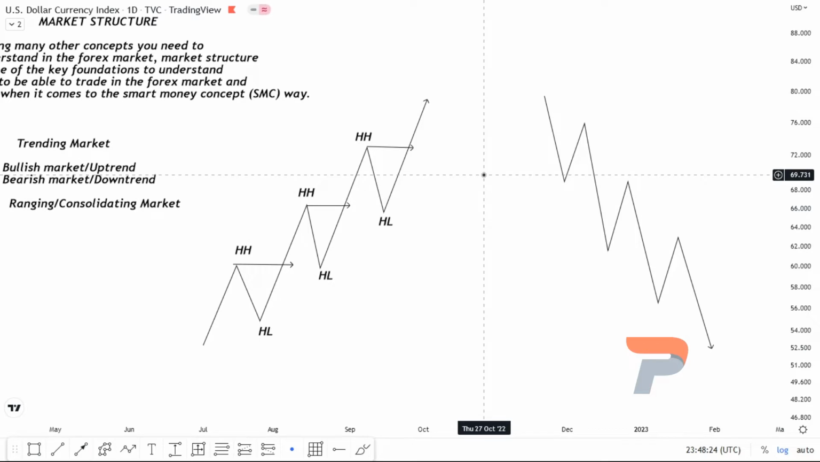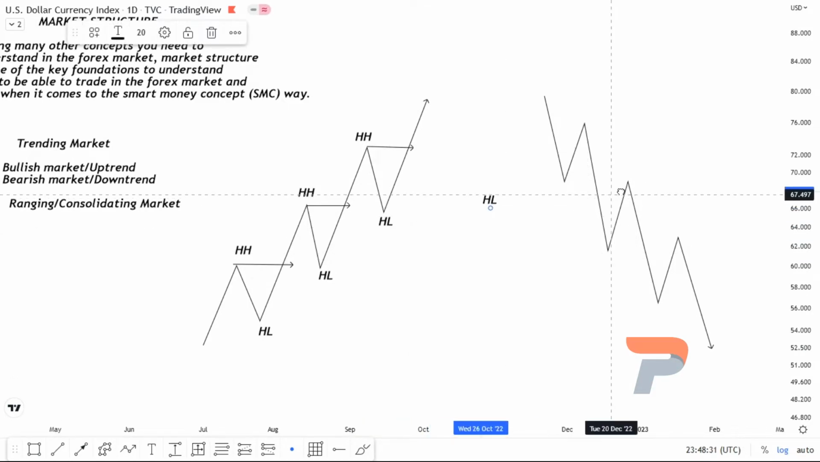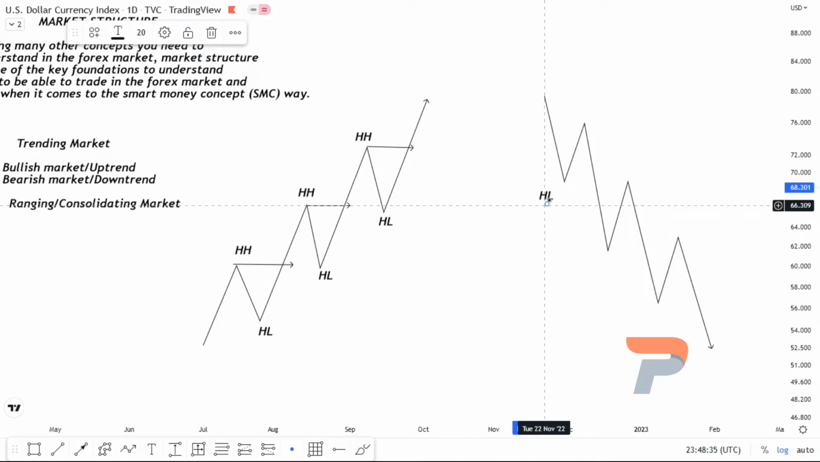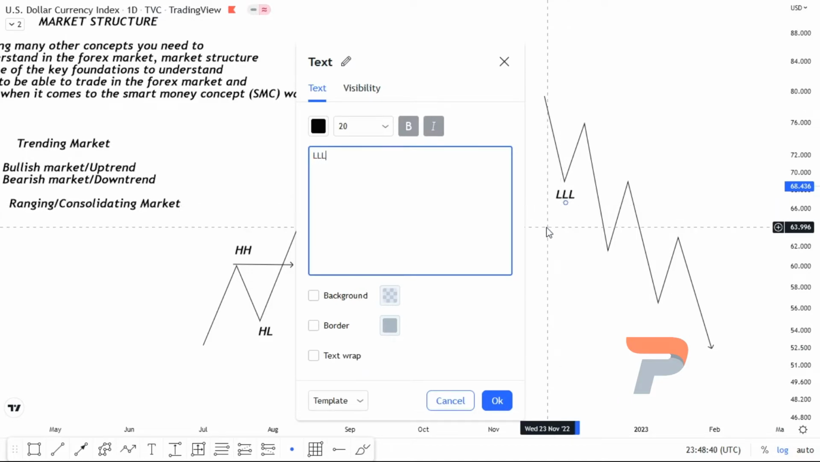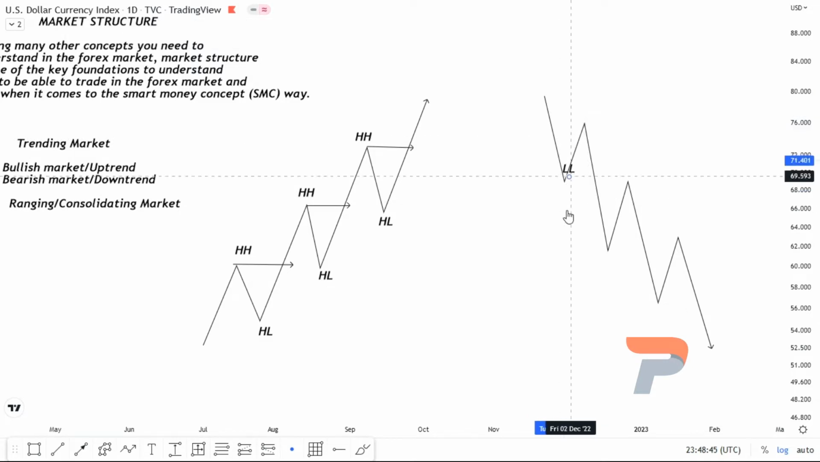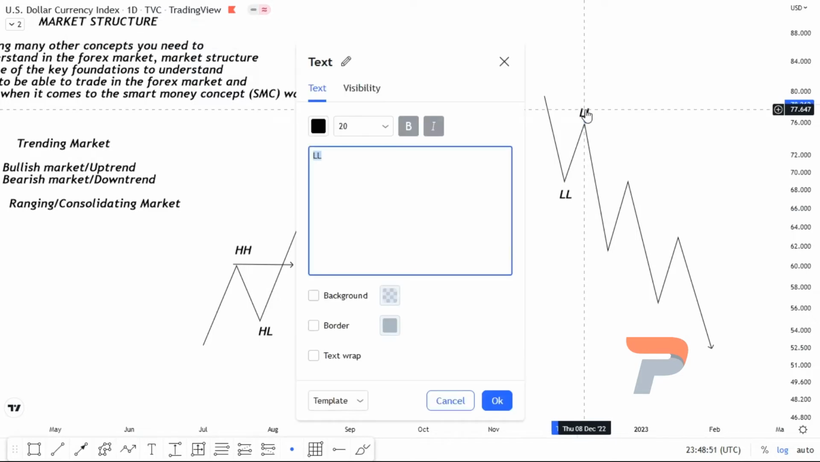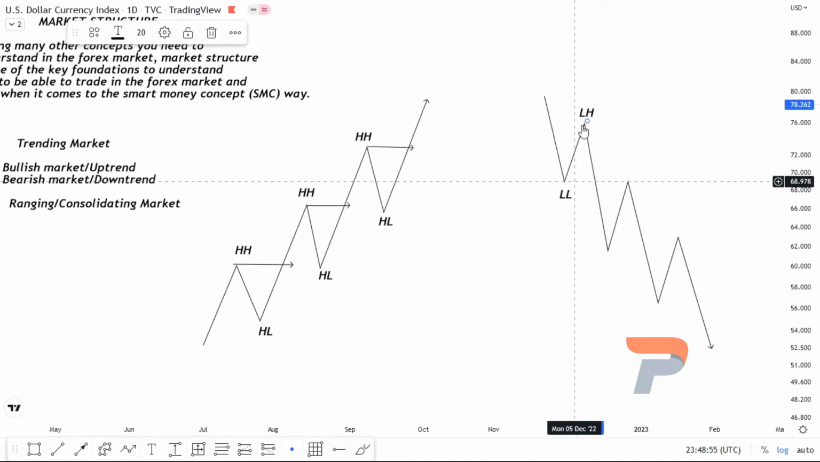For a bearish market to continue, the market needs to break the lower lows. So what do we have here? So we have our lower low here. Then what do we have here? We have our lower high, lower high. Good. So we have our lower low, lower high. Then what does the market do? The market breaks this lower low.